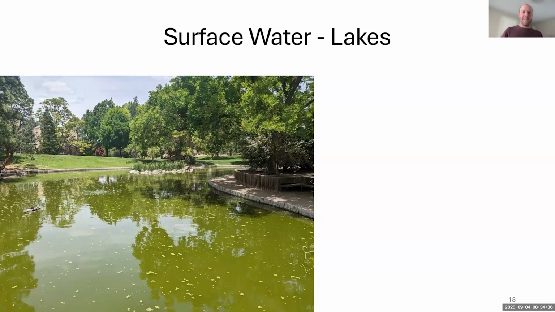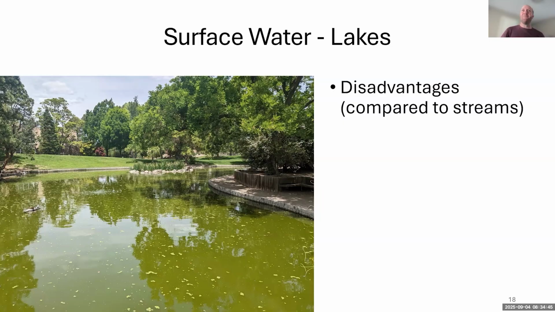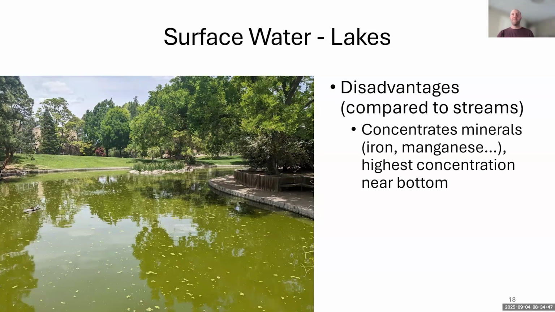But of course, there's disadvantages as well. So this is the photo I took of the duck pond at the University of New Mexico campus. So nice and yucky on that day. So disadvantages of lakes compared to streams, they can concentrate minerals. So just like I was saying that a lot of that sediment and stuff will settle out in a lake, well, that means all those minerals are going to settle out at the bottom. So if you're taking water from a lake, you probably don't want to do it towards the bottom, you want to do it towards the top.